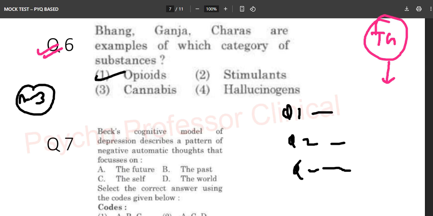Alright. So opioids, stimulants, cannabis, hallucinogens. What is the correct answer? 1, 2, 3, 4, 5, 6. Six questions we have done so far. Try to answer it.